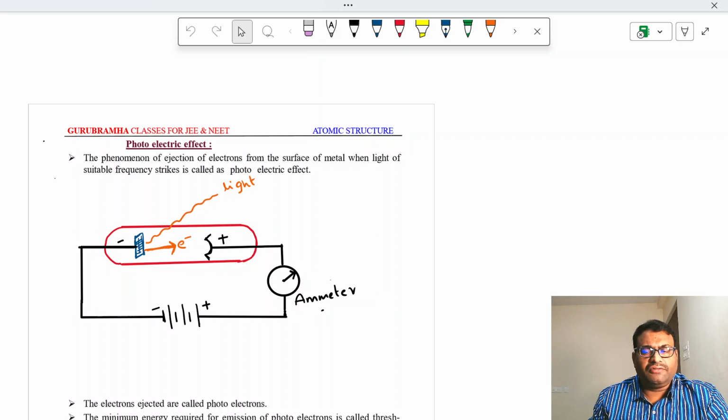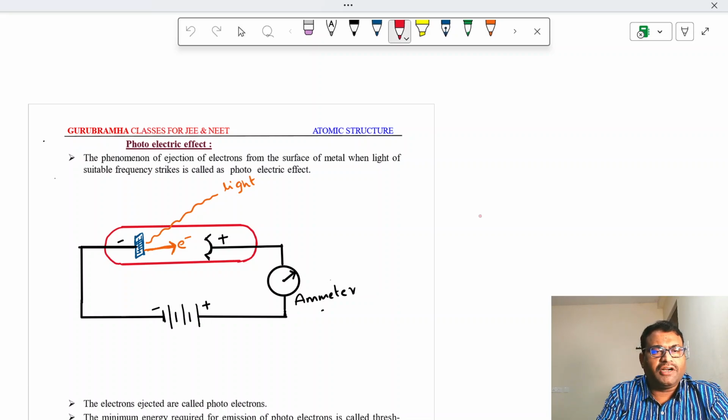In this session, we are going to learn about photoelectric effect from the chapter Atomic Structure. So, what is the topic today? Today, we are learning about photoelectric effect.